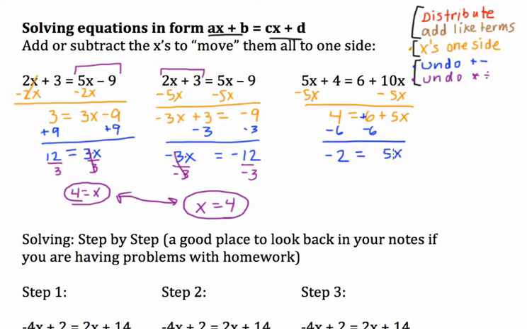And to undo timesing by 5, I'll divide by 5 on both sides. So my answer is x equals -2/5.